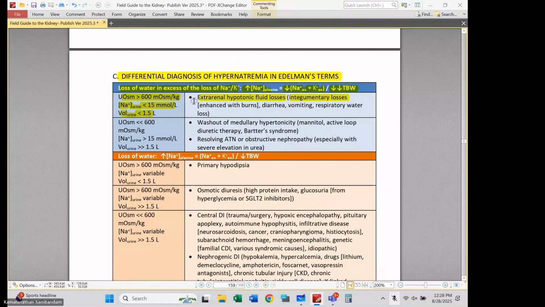Okay. Skin losses, especially those patients with burns. Most diarrhea, right? Except for maybe the secretory diarrheas. Vomiting or NG suction. Losses of water in breath through the ventilatory circuit. Those would be examples of hypotonic fluid losses, extrarenal hypotonic fluid losses. Okay, let's look at a couple of others.